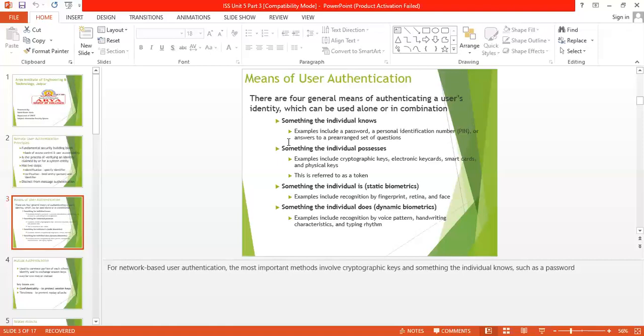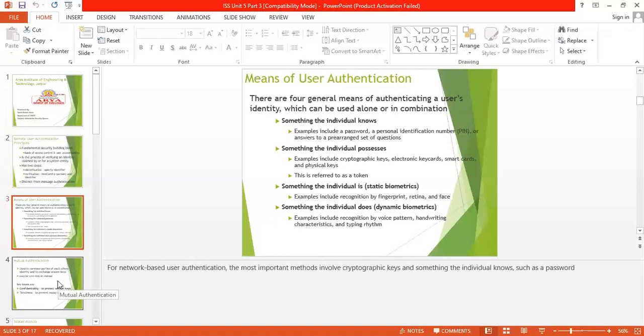Then there is something the individual is. Examples include recognition by fingerprints, retina, and face. And something the individual does. Examples include recognition by voice pattern, handwriting characteristics, and typing rhythm. Basically, in network-based user authentication, the most important methods are cryptographic keys and passwords. So these are the four ways to identify the user.